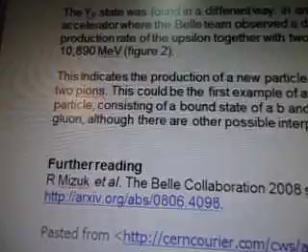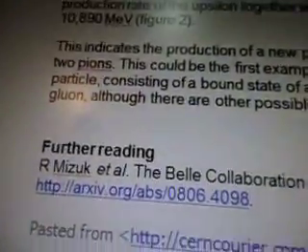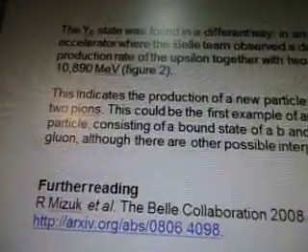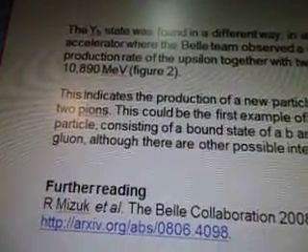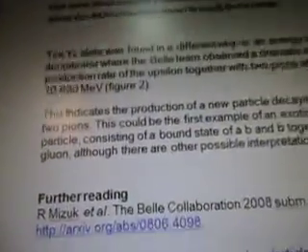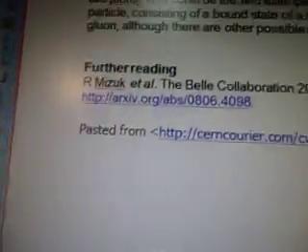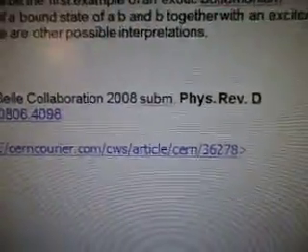This could be the first example of an exotic bottomonium particle consisting of a bound state of a B and B together with an excited gluon, although there are other possible interpretations, and it gives you some further readings there. And that's on the CERN Courier.